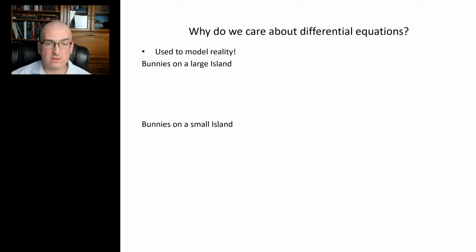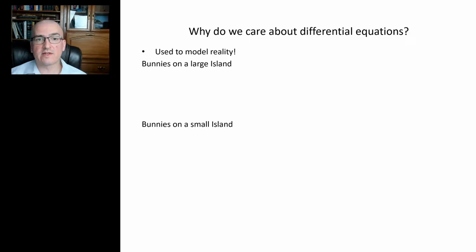If we want to model the mathematical behavior of, say, a population of bunnies on an island, where the quantity of interest was the population itself, like how many bunnies are there. I'm going to make a distinction between islands that are very large and islands that are small.